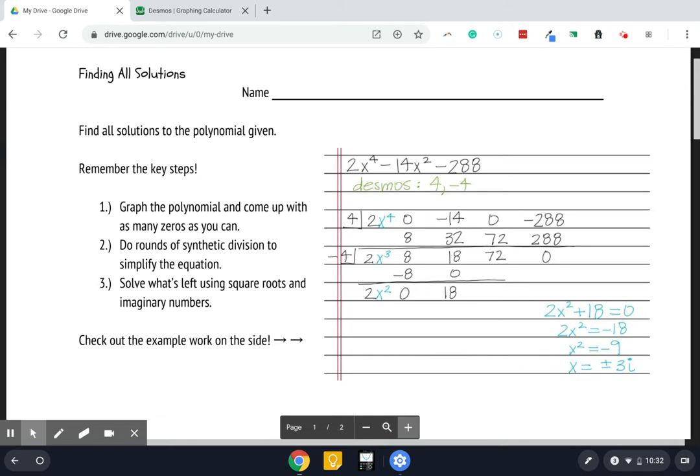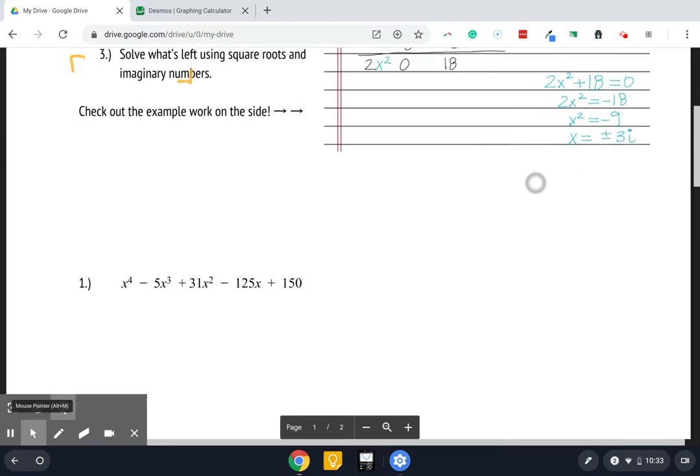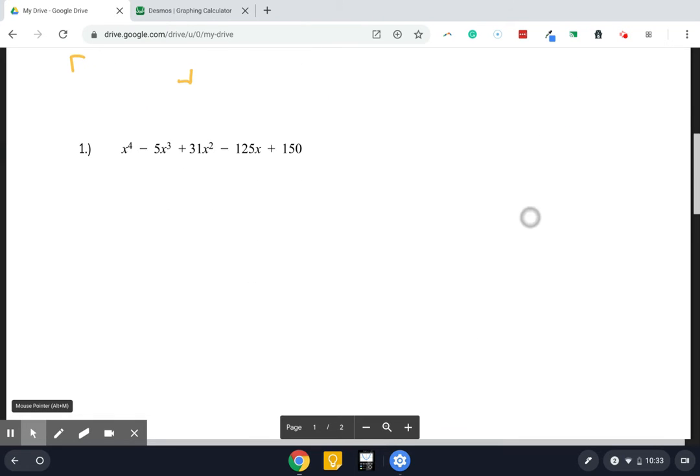Hey y'all, here's kind of a walkthrough of the first question on this Finding All Solutions worksheet, which is set up for Monday. So I'm just going to show you how to do the first one, and then obviously if you need help on any of the other ones, please stop into office hours. I want to make sure you get this figured out.